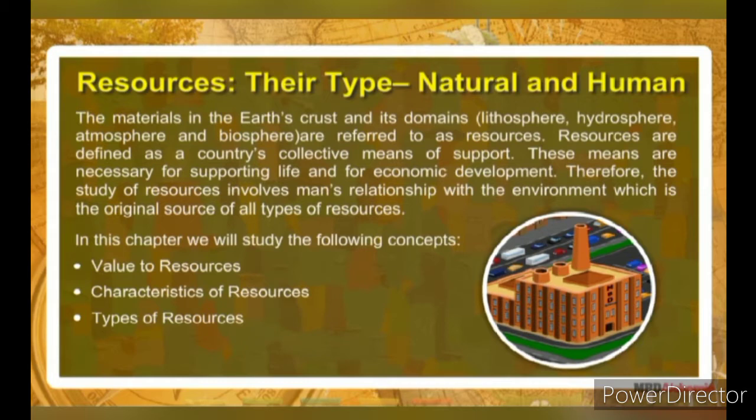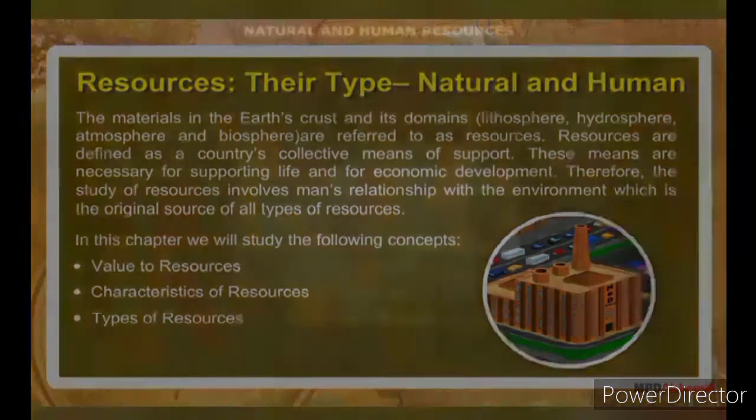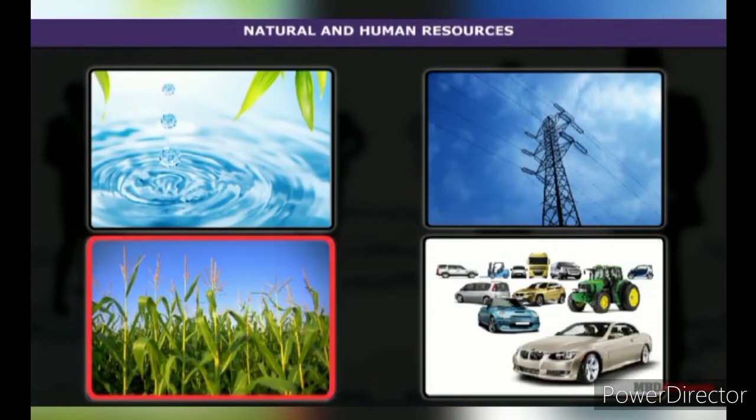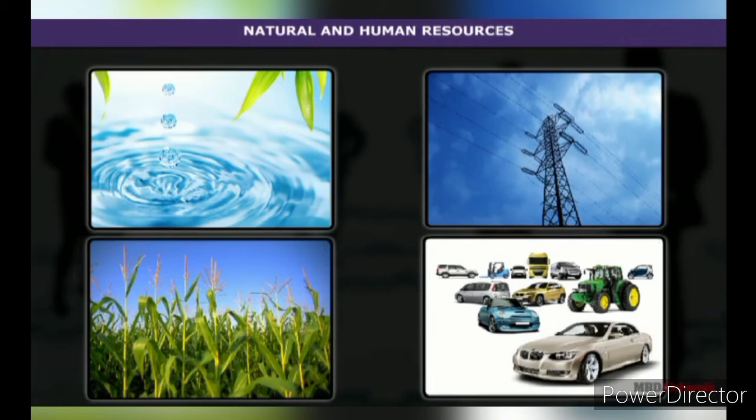In this chapter, we will study the following concepts: value to resources, characteristics of resources, and types of resources. Resources: water, electricity, vehicles, crops and textbook have something in common. They have utility as they all are used by us. Utility or usability is what makes an object or substance a resource.